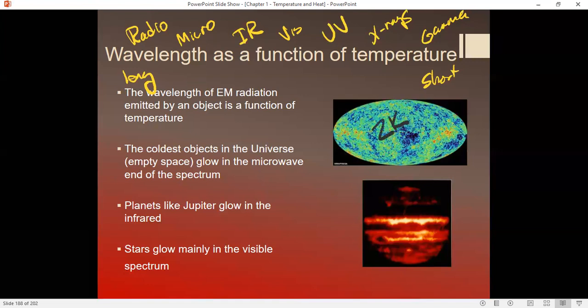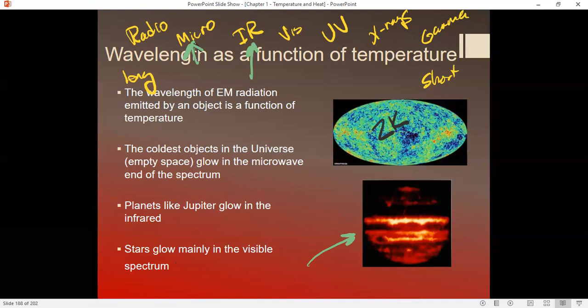So when we want to study the microwave background radiation from the beginning of the universe, we actually look at long wavelengths of the spectrum, the microwave part. As things get warmer and warmer, like human beings, we glow in the infrared, and planets. If we took an infrared picture of a planet, it would also glow in the infrared.